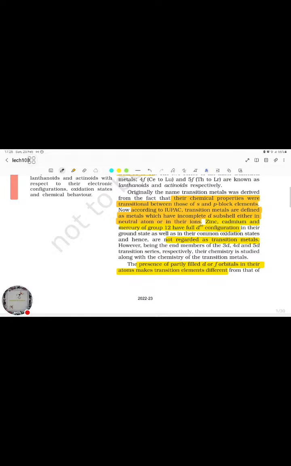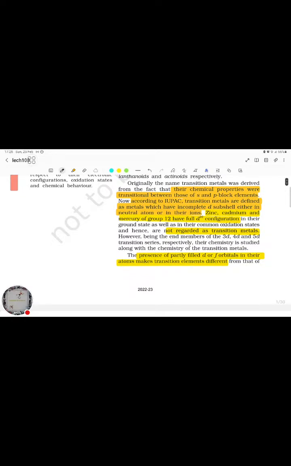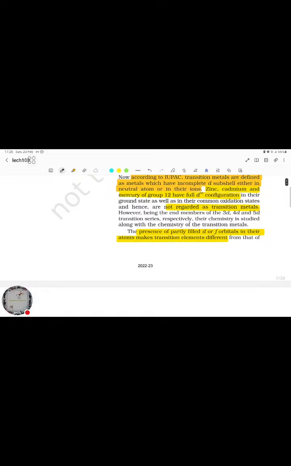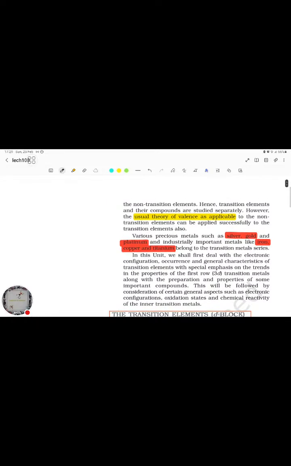According to the IUPAC, transition metals are defined as metals which have an incomplete d subshell either in the neutral atom or in their ions. So zinc, cadmium, and mercury of group 12 have full d10 configurations, which means they are not regarded as transition metals. The presence of partly filled d or f orbitals in their atoms makes transition elements different from the non-transition elements. Hence, transition elements and their compounds are studied separately.